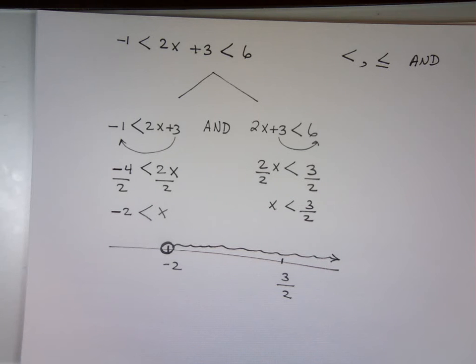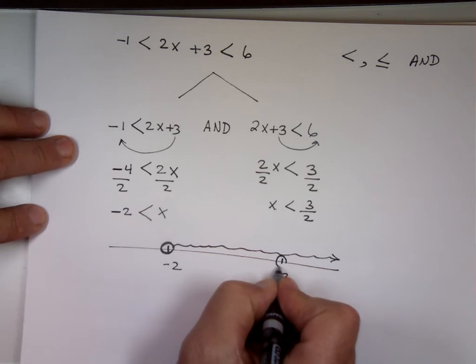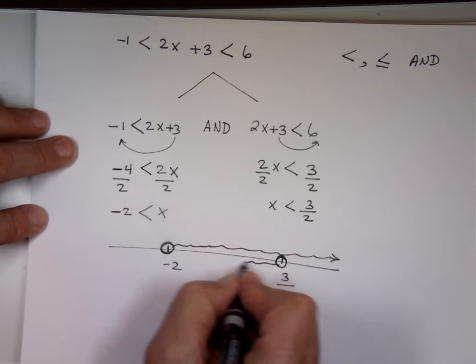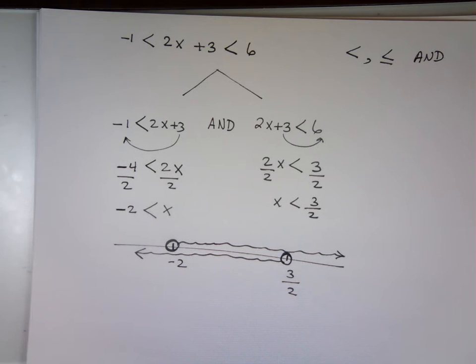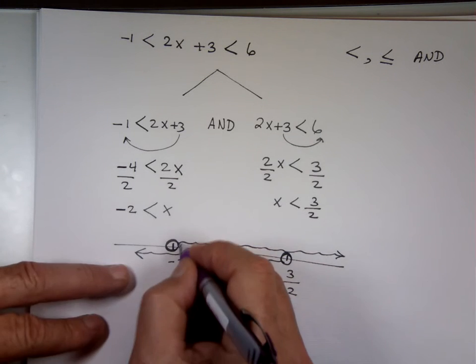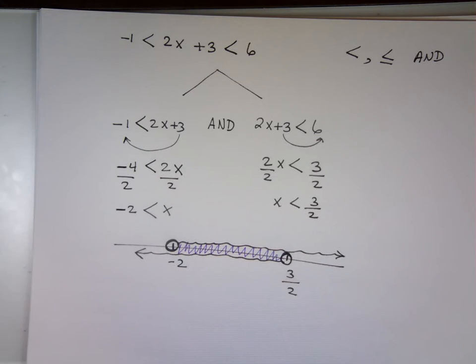And the other one says what? X is less than 3/2. This is the 3/2 and less than. This is an and. That means you've got to satisfy both conditions. The only area that satisfies both conditions is where? Right there in between. That's it. That's your solution. From here to here, open circle at both ends.